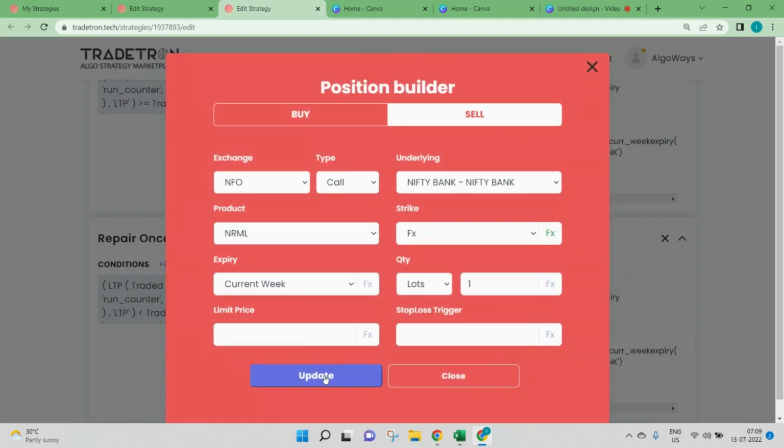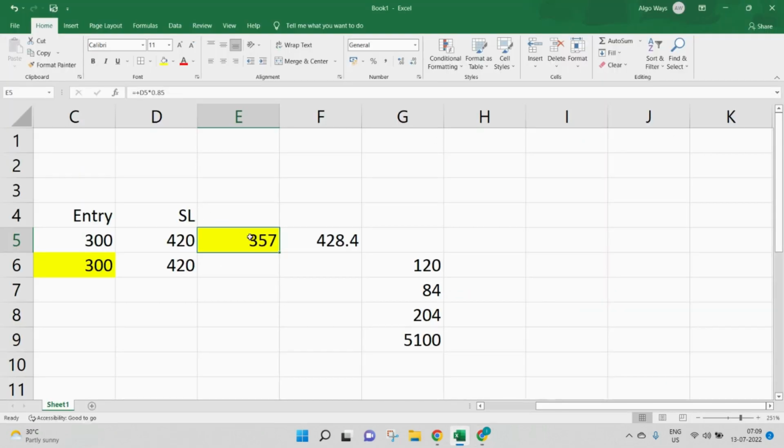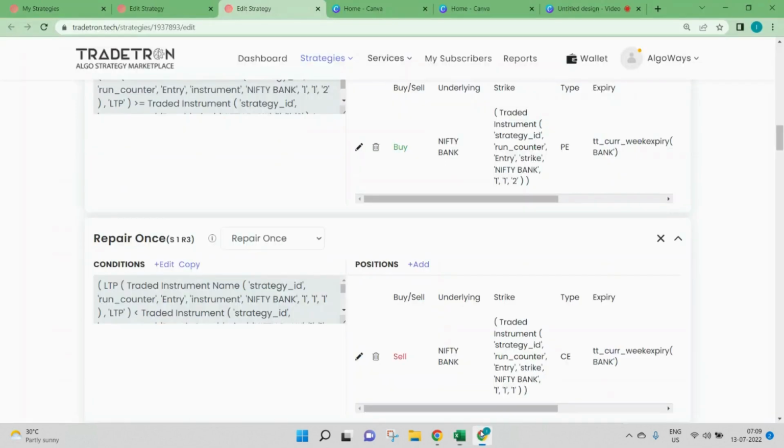Okay, so we re-entered the CE. So what we have here now, I'm just taking this example, we have the re-entry at 357, and we have the original entry of put option at 300. So these two will be running now.